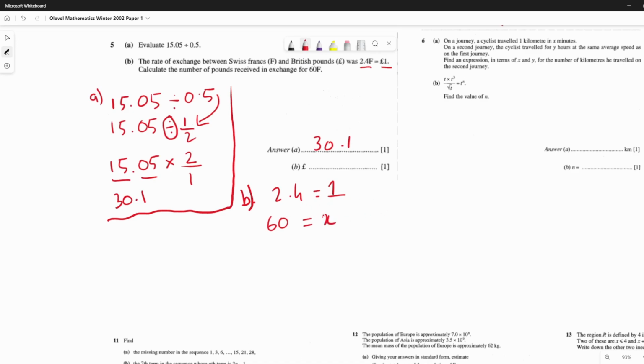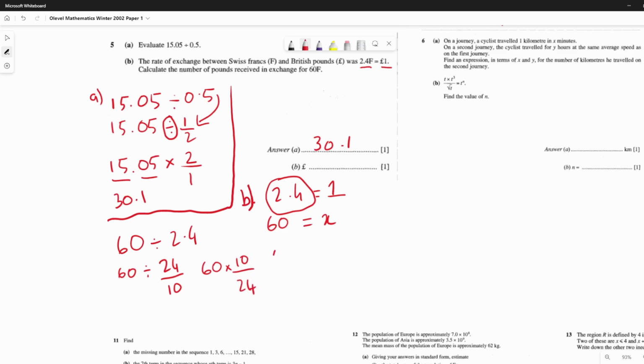Now we can cross multiply, but what we can simply do is see how many 2.4s are in 60. And to do that, we can simply divide 60 by 2.4. And another way we can write this is, again doing our fractions, divide this by this, which would then become multiplying 60 by 10 over 24. Right, so far so good.